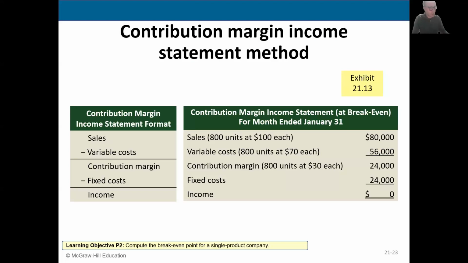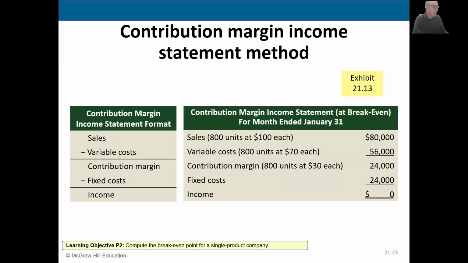In terms of break even, I had mentioned that breaking even means we did not make a profit or a loss. The net income should be zero. So in order to figure that out, we take sales. We need to sell 800 units to break even, remember? Per month. At $100 each, that's $80,000 in sales.